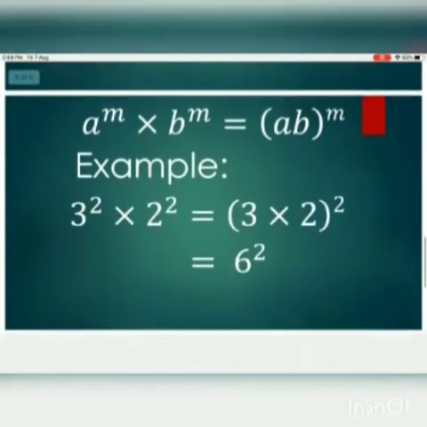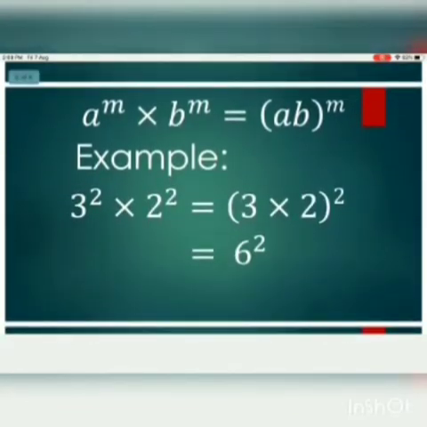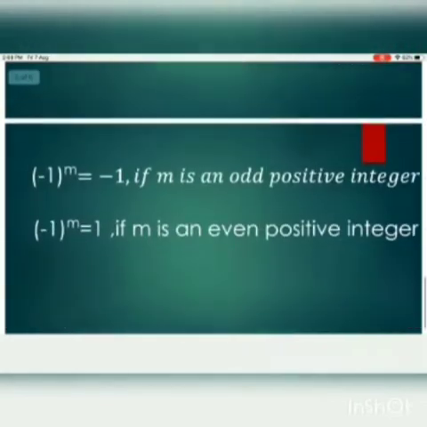And now, a power m into b power m is equal to ab the whole power m. Here, a and b are different bases and the powers are same. So the bases we can multiply, a into b. Look at the example, 3 squared into 2 squared. 3 and 2 are different bases, so 3 into 2 we can multiply. 3 into 2 is 6. So 6 squared is the answer.